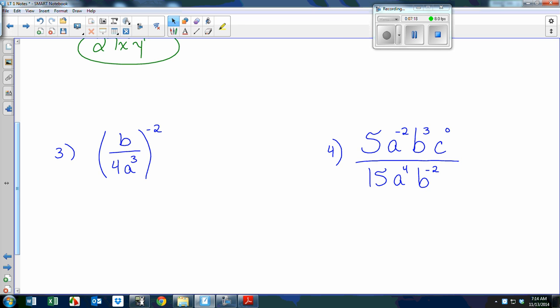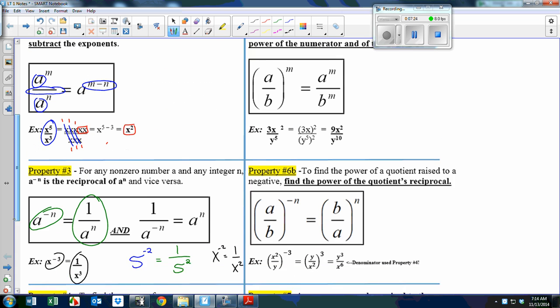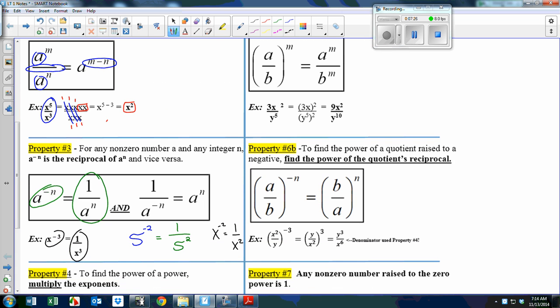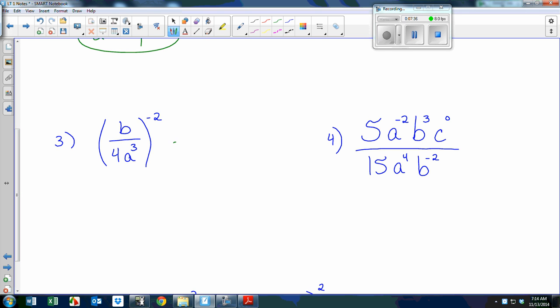Number 3. First step is property 6b. Property 6b says, you have a fraction raised to a negative exponent, flip the fraction and change the exponent to positive. So our first step here in number 3 is to flip this fraction, 4a cubed on the top, b on the bottom, and change the negative 2 exponent to positive 2.